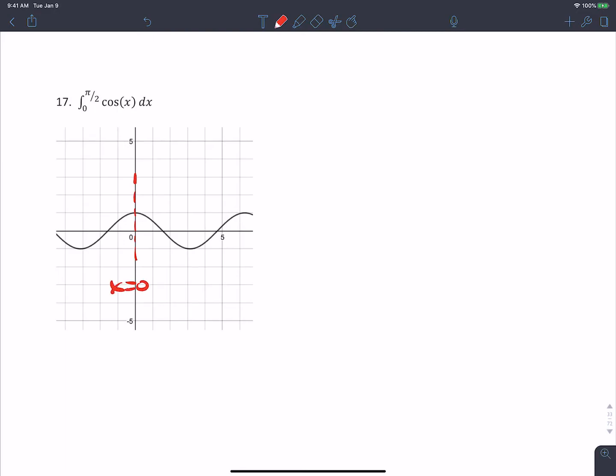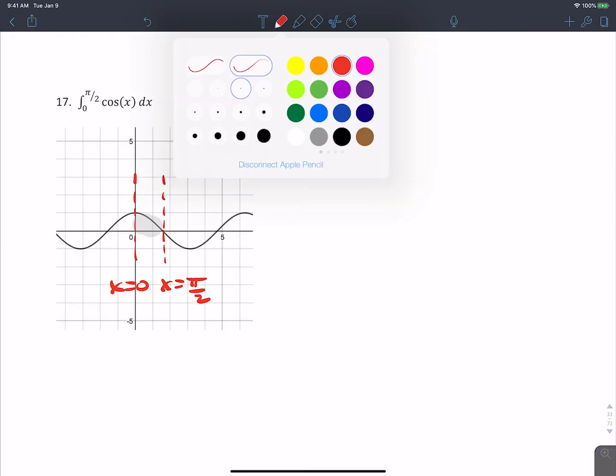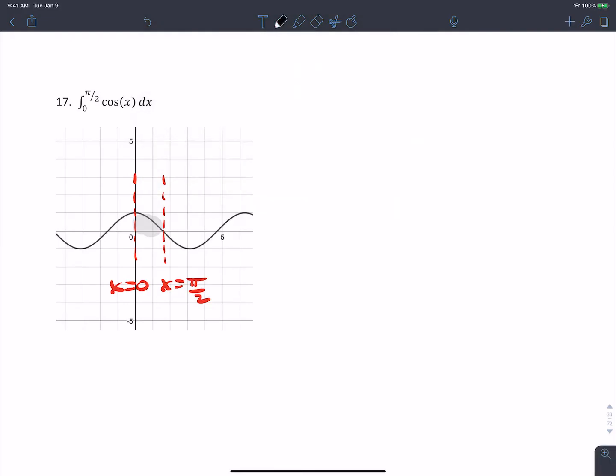X is 0. What's pi over 2? Do you guys know what that is? That's over where? Is that over here? Right? That's x is pi over 2. Yeah, it's a small area right here. All right, I guess we just want to find some antiderivatives here.